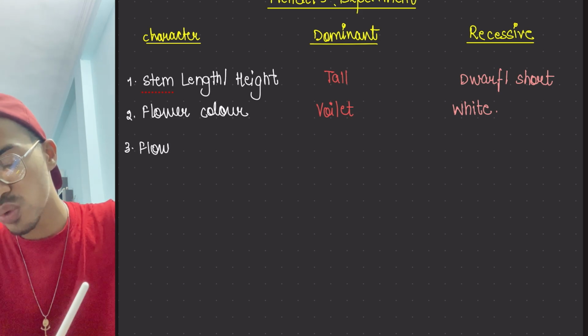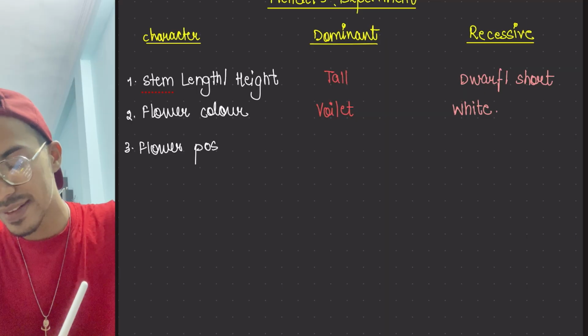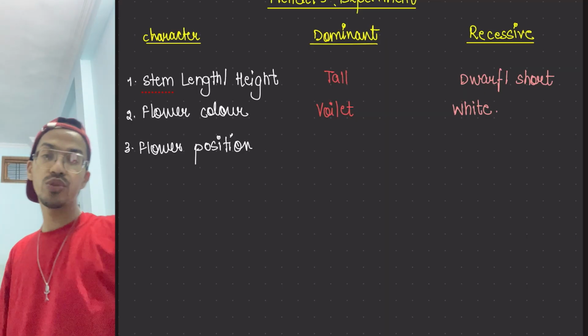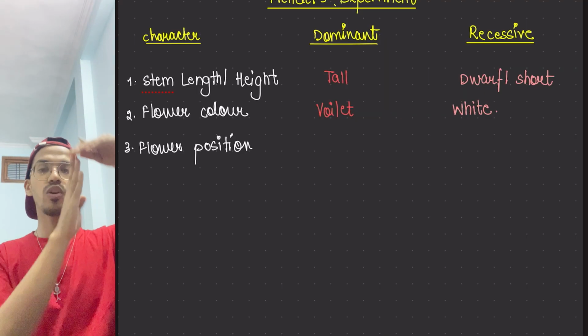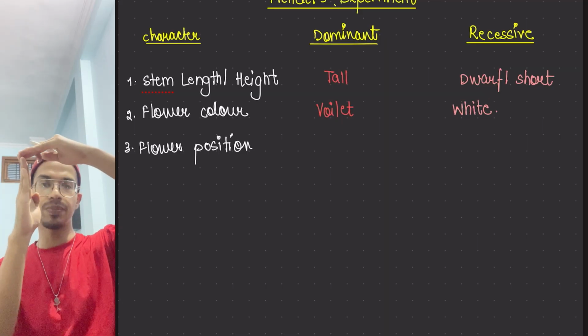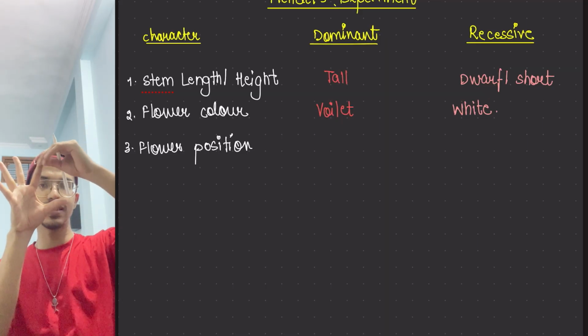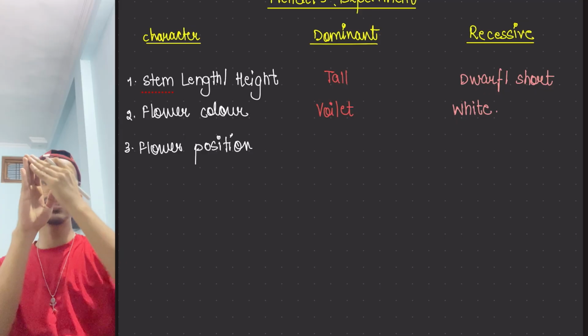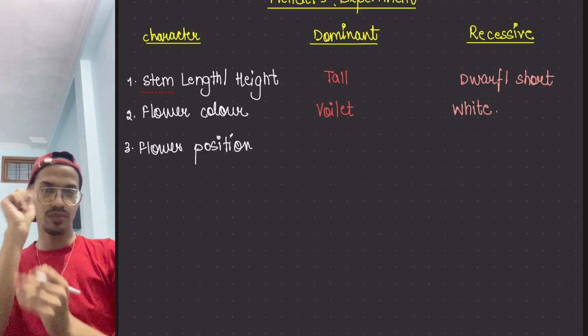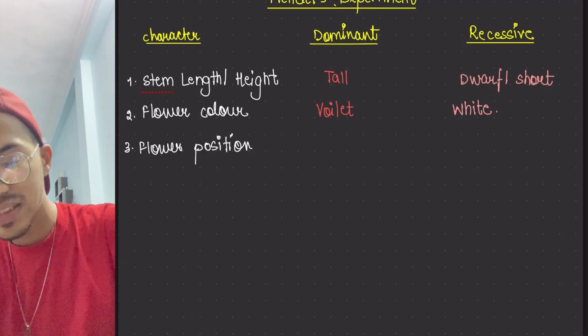Those students who have studied 11th class can understand that flower position could be what? Either the flower is present at the axis of the plant body or at the tip. Like, for example, on the stem, they are present at the axis of the plant body. So here also the same thing is there.